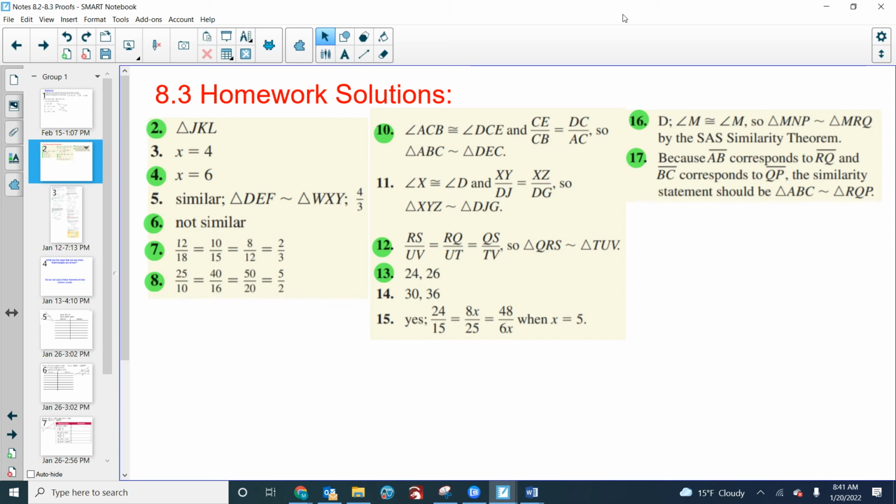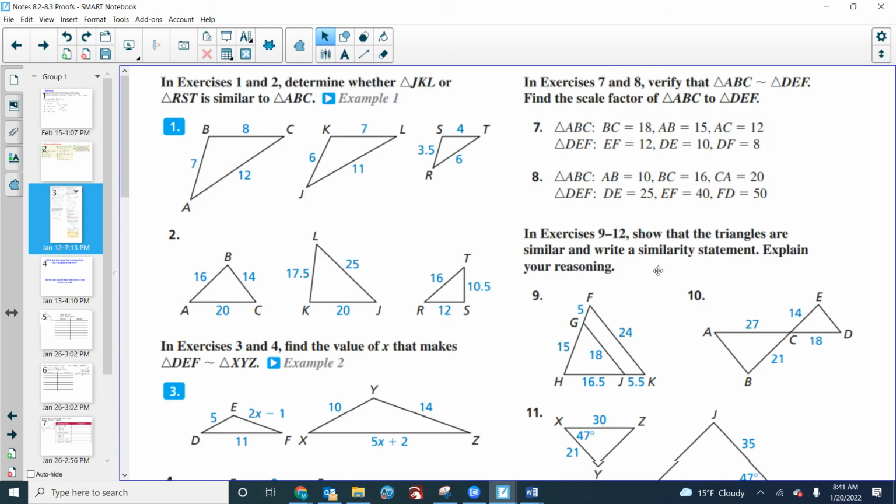Any questions that you'd like to see worked out? I had one question earlier that might be beneficial to everyone. Notice number 7 asked, verify that they're similar, and then find the scale factor of ABC to DEF.